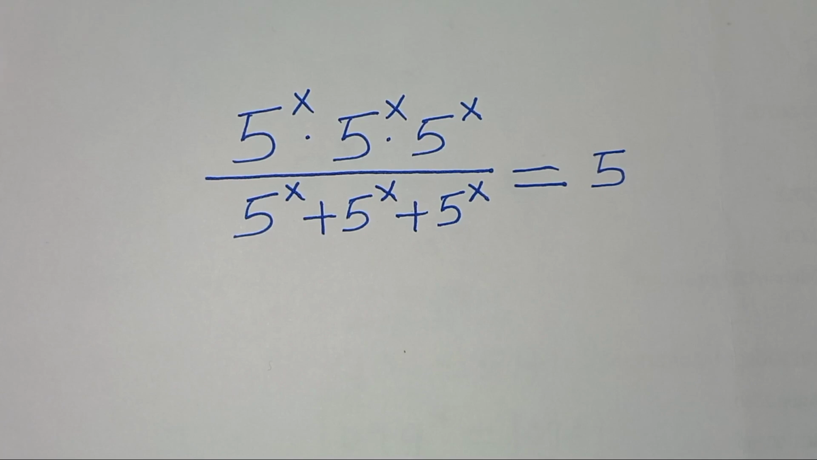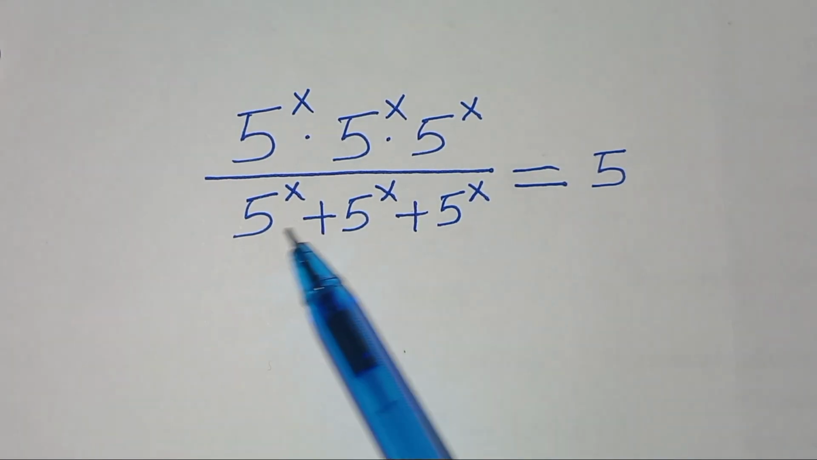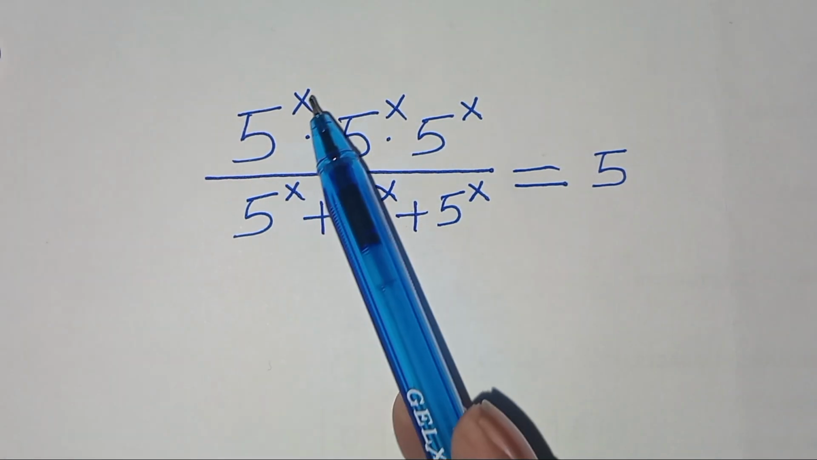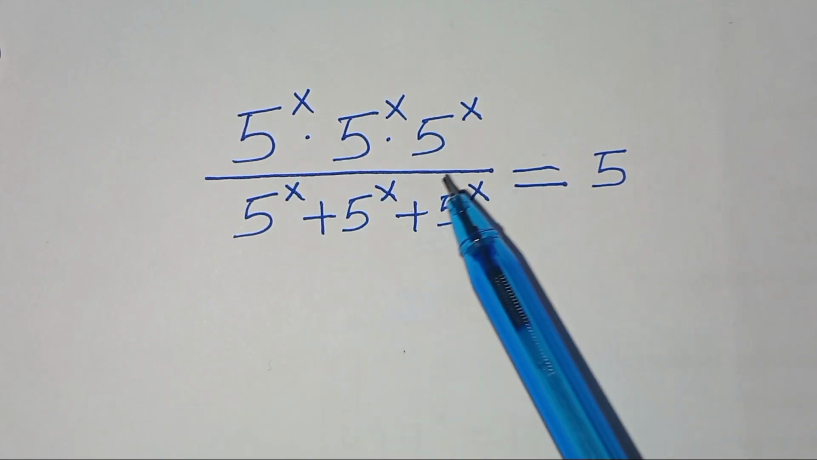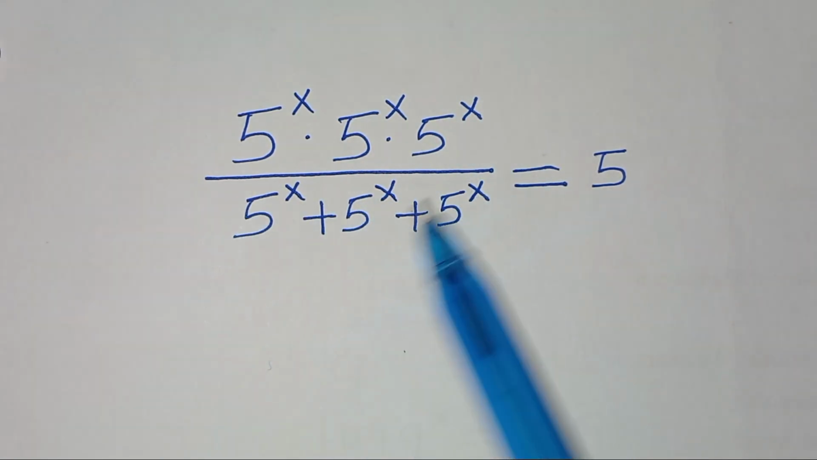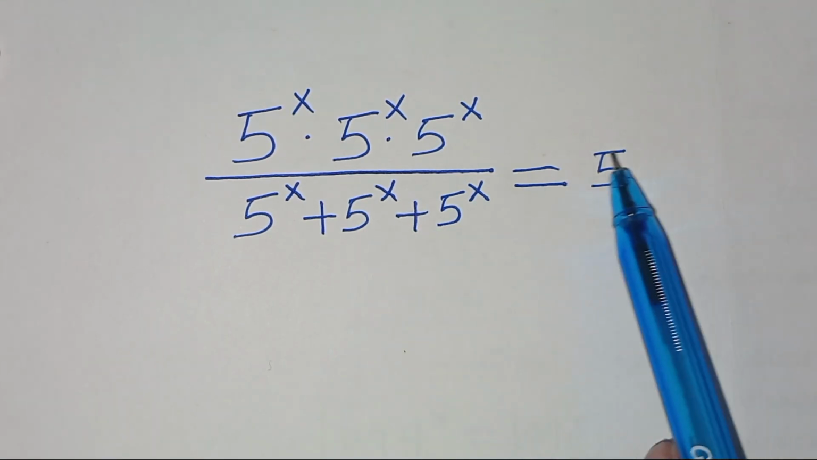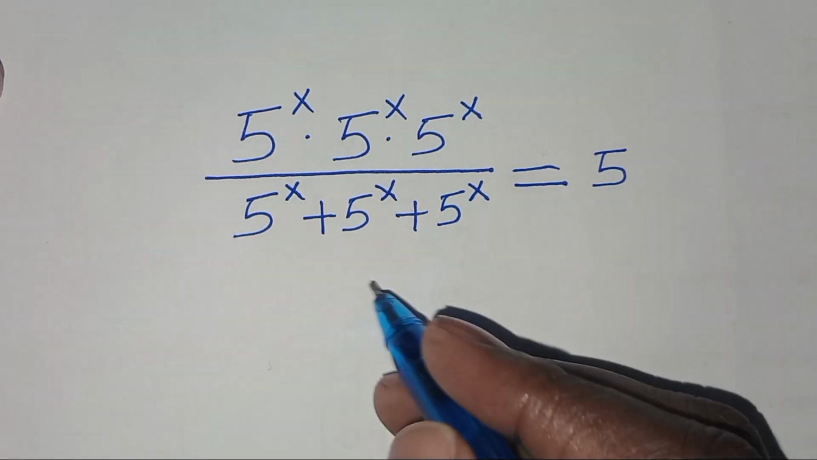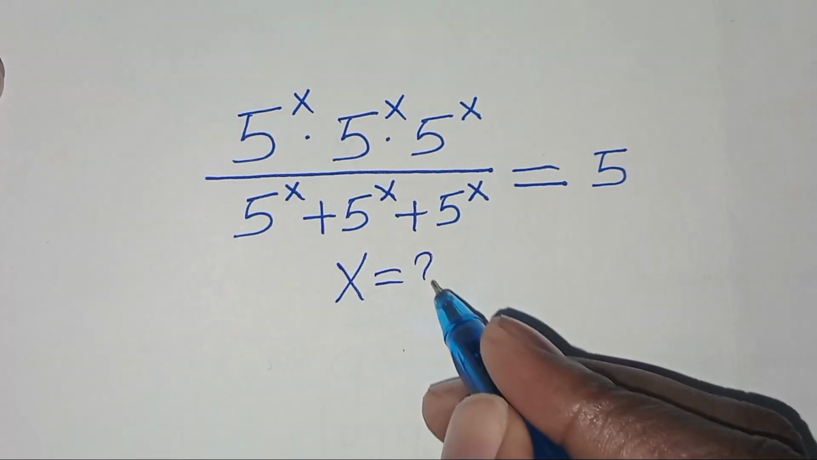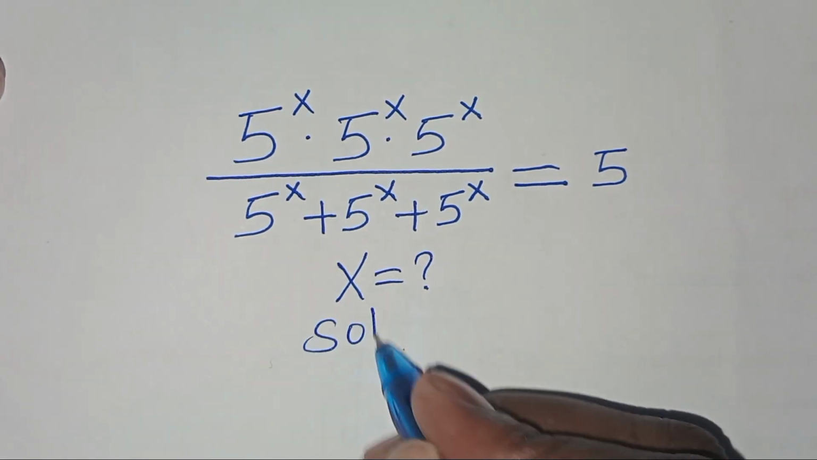Hello everyone, you're welcome to solve this nice exponential equation: 5^x times 5^x times 5^x divided by 5^x plus 5^x plus 5^x is equal to 5. So what is the value of x? Now, solution from here.